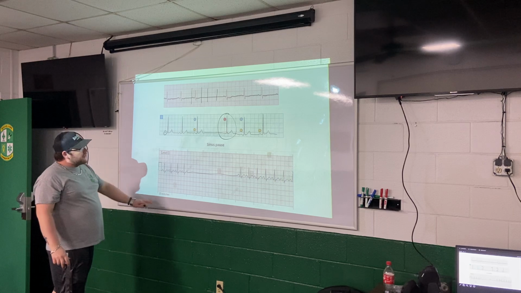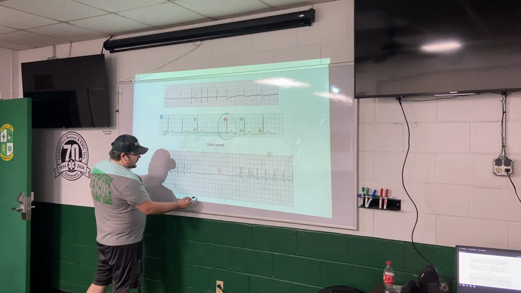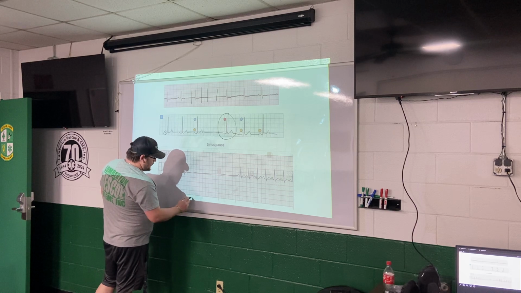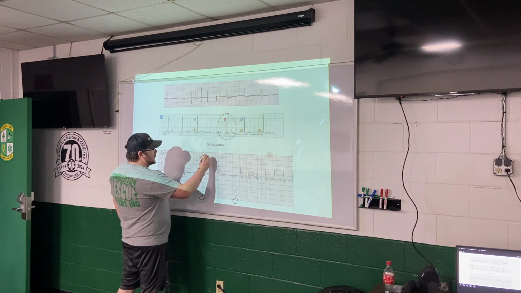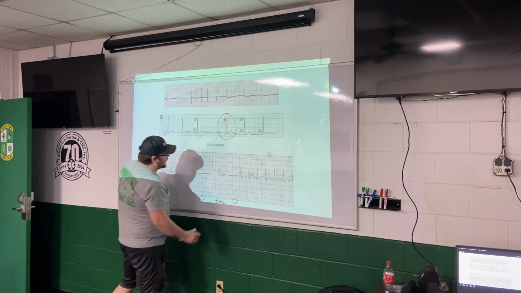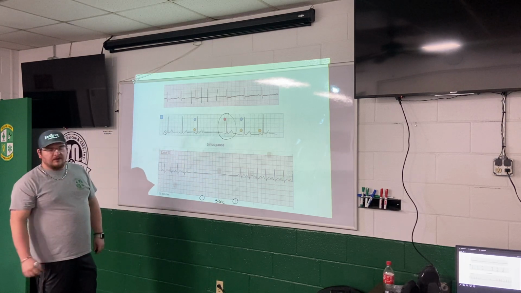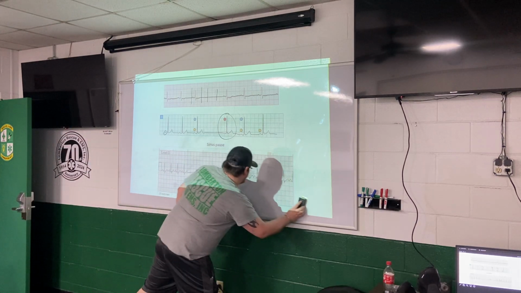And your sinus arrest, which is down here at the bottom. So you've got your 2 lines right here, which is equal to 3 seconds, which means for 3 seconds the atria have failed to fire, which leads to sinus arrest.